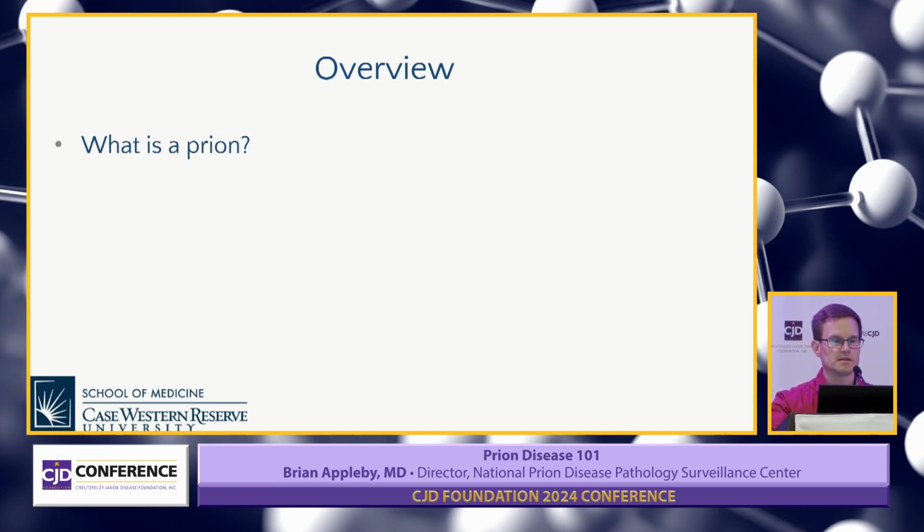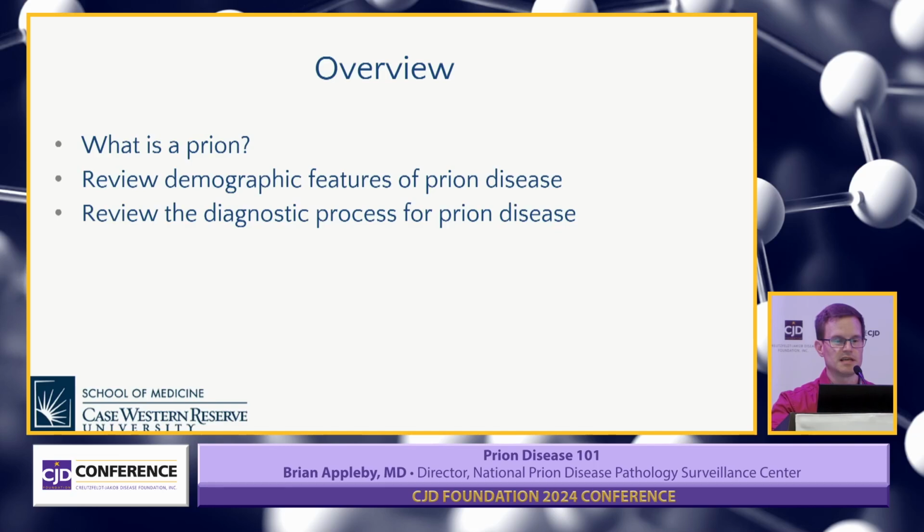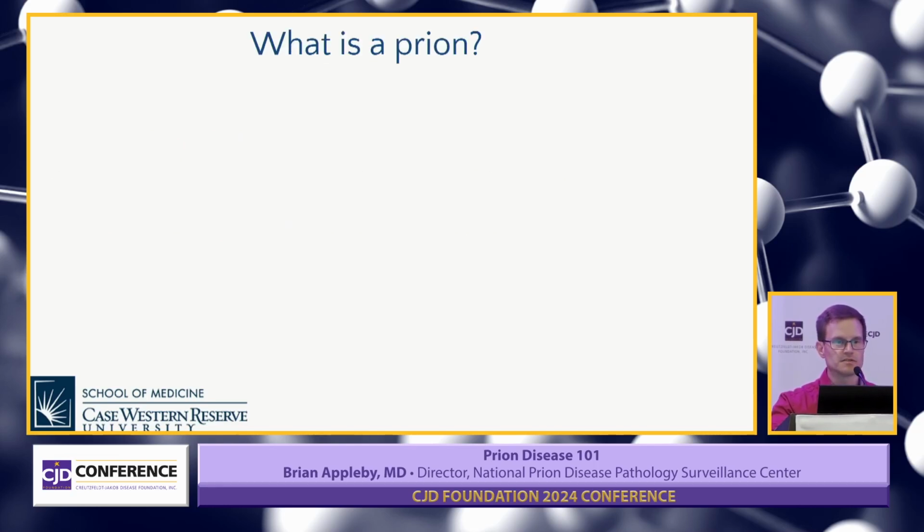So, overview for my talk, we'll discuss very briefly what a prion is, because Joel's going to go into that in a lot more detail. We'll review some of the demographic features of prion disease and review some of the diagnostic process that we use clinically to diagnose the illness. And then we'll talk a little bit about why there's so much clinical variability. If you're in the sporadic workshop, you heard very different stories about different family members and what they went through with their loved ones.